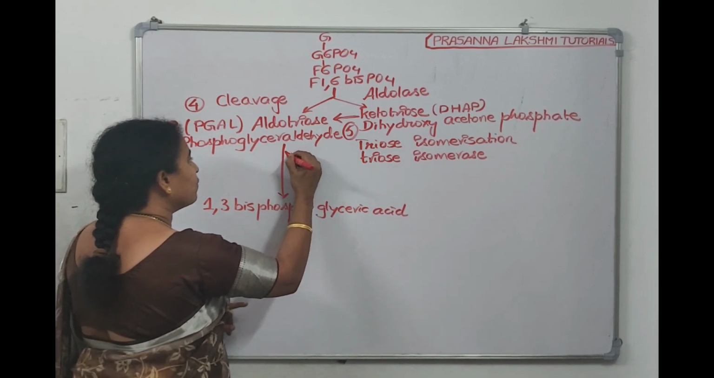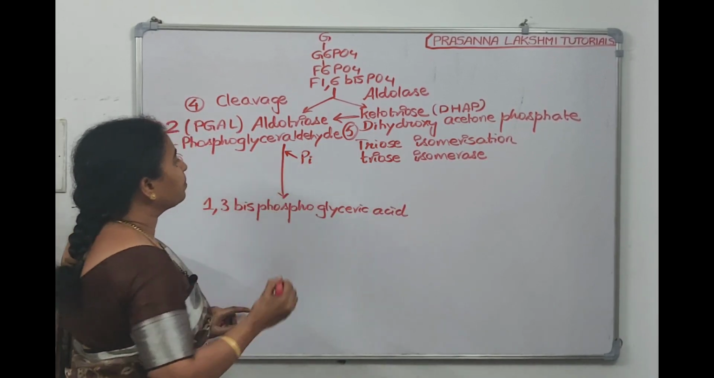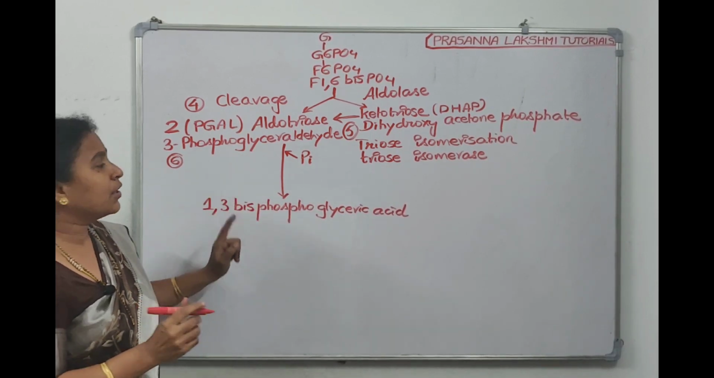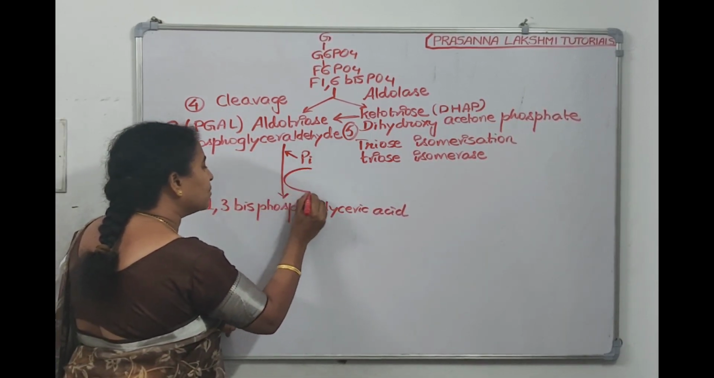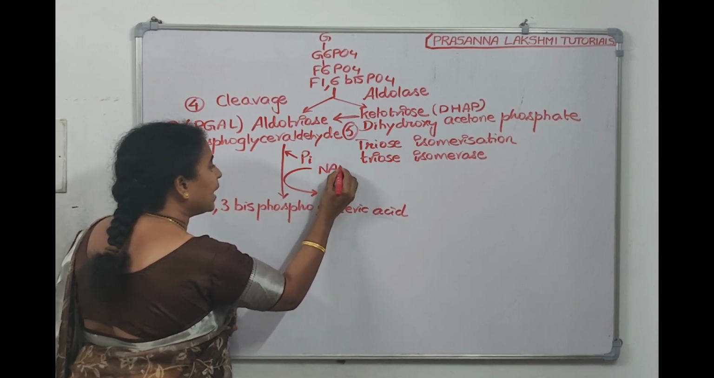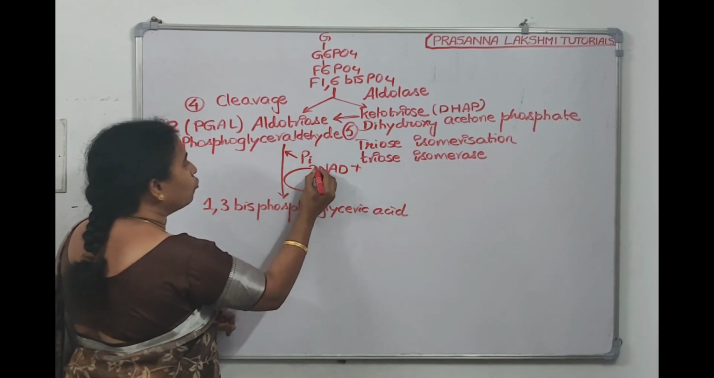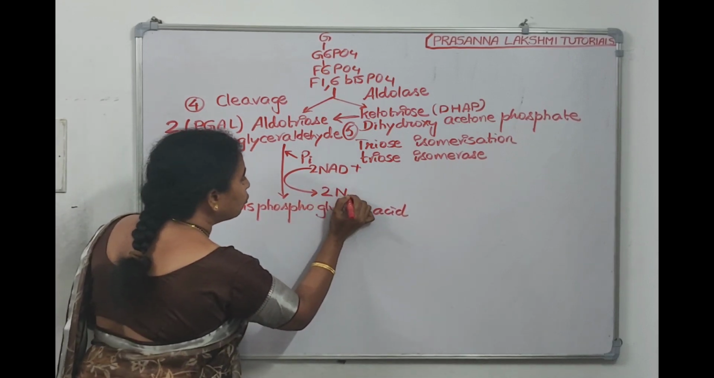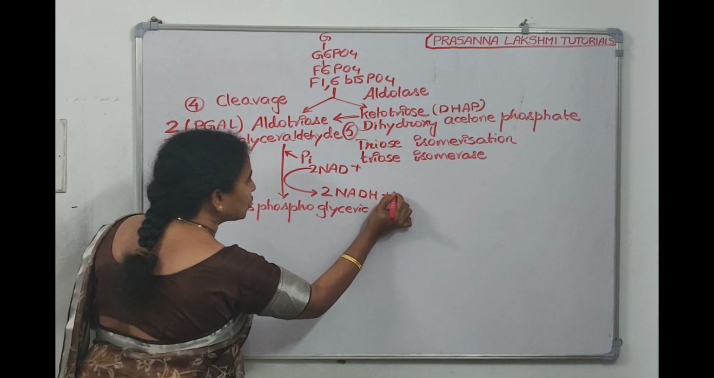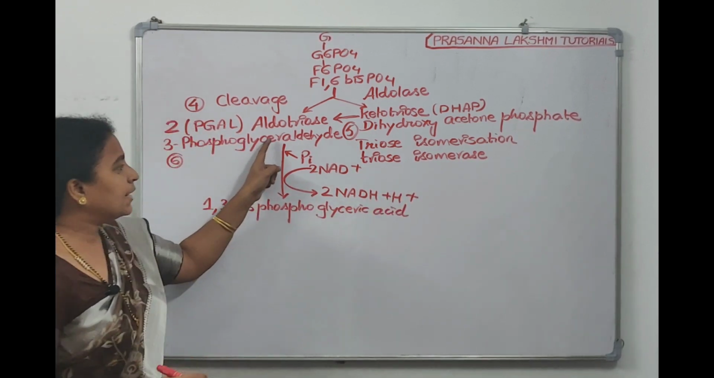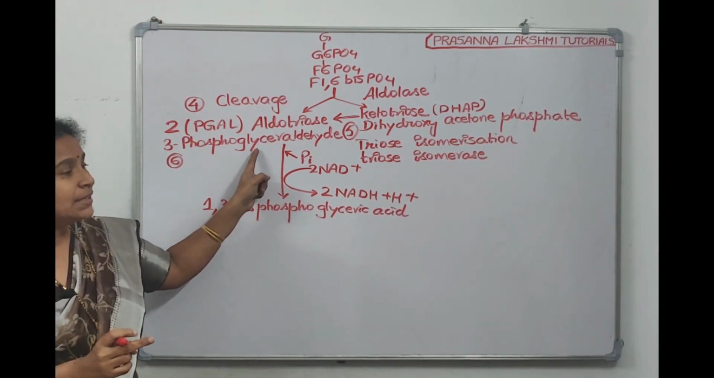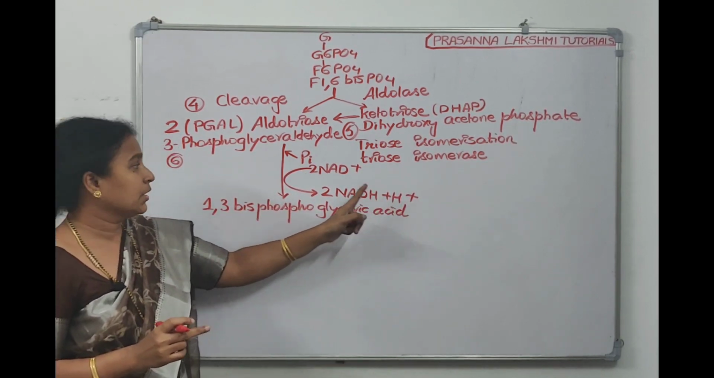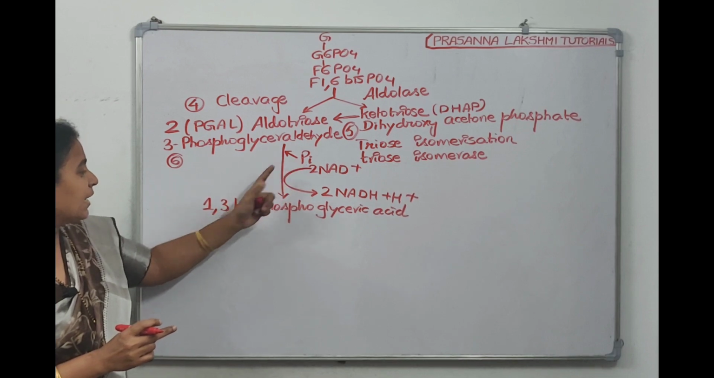So it has taken one phosphate, first point, and it has lost hydrogen atoms. Those hydrogen atoms are taken by NAD+. So 2 molecules of NAD+ will come for 2 phosphoglyceraldehydes and they will become 2 molecules of NADH + H+. From glyceraldehyde, 2 hydrogen atoms are taken by NAD and it gets converted to NADH + H+. And phosphate gets added at the first place.